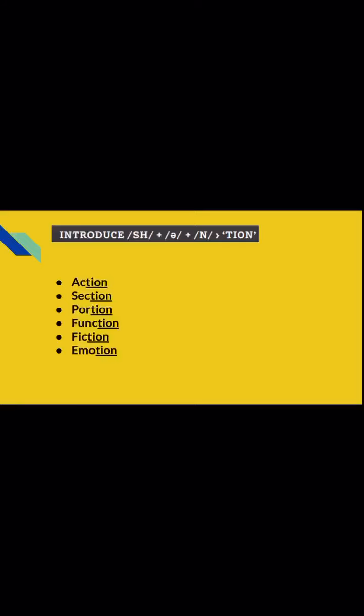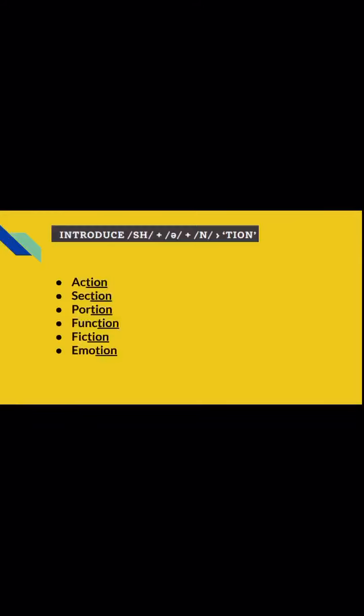Now, where do you hear that "shun" sound? At the end of each word, right? Where that T-I-O-N is. Okay, that T-I-O-N makes what sound? "Shun." Okay, now let's go through the words together. Ready? Action, section, portion, function, fiction, emotion. Good. Now let's do some practice.